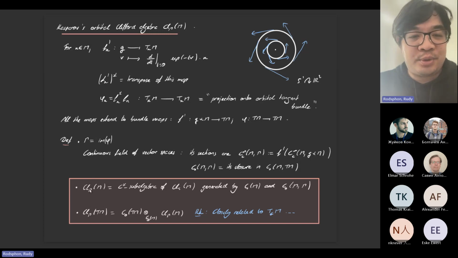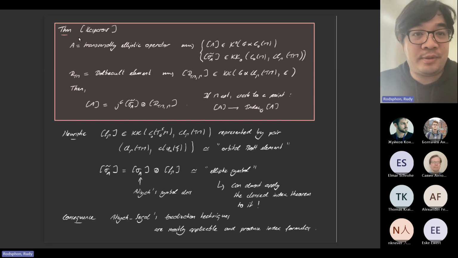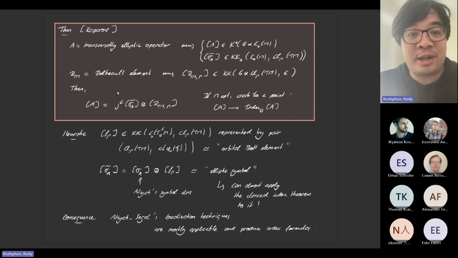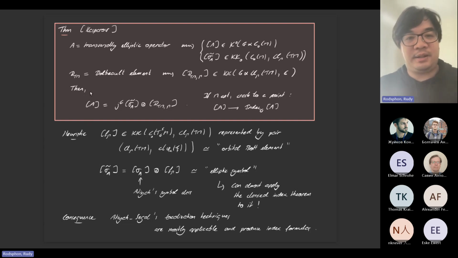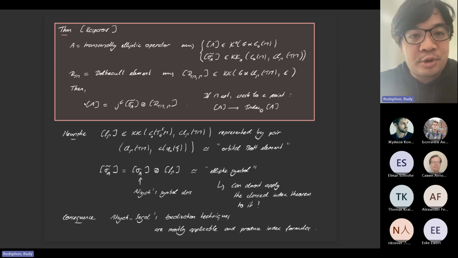And so once you have this kind of thing, you can formulate an index theorem from Kasparov the same way as what you had before. It's a bit more complicated, but it basically works the same as for the classical index theorem. It's a very similar product.